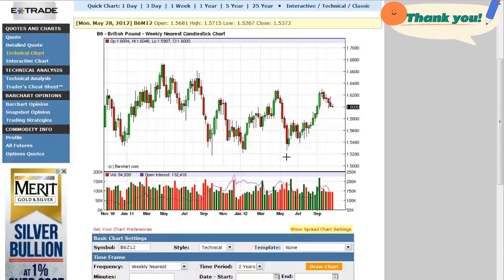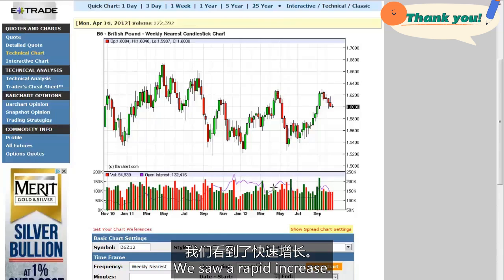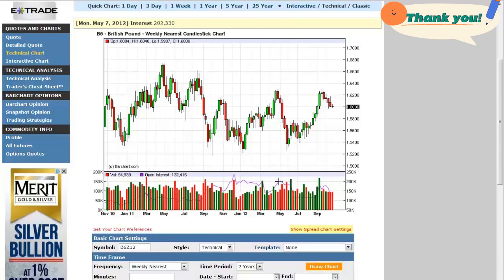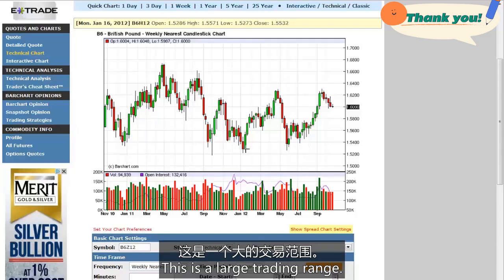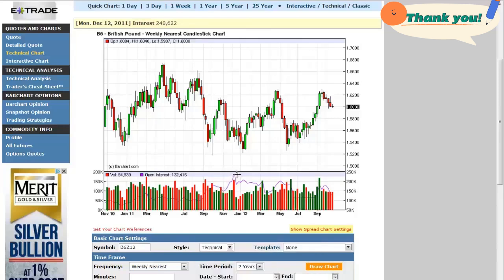Now also note that we were in a range between this low, okay, and this old high in here. Okay, now we did break out. Okay, we did break out there, but we saw a rapid increase in open interest. Okay, so what does that mean? If the open interest is increasing while within a larger trading range, and one could argue really this is a large trading range here. We had a rapid increase of the open interest here.